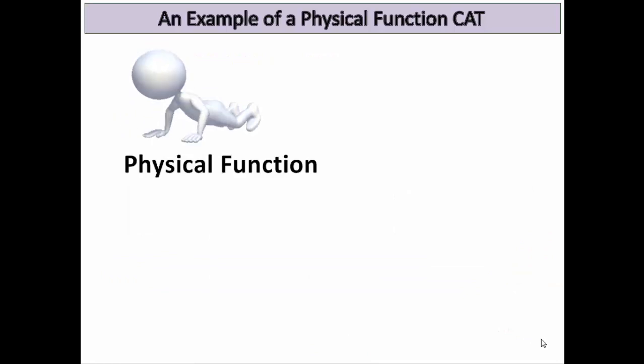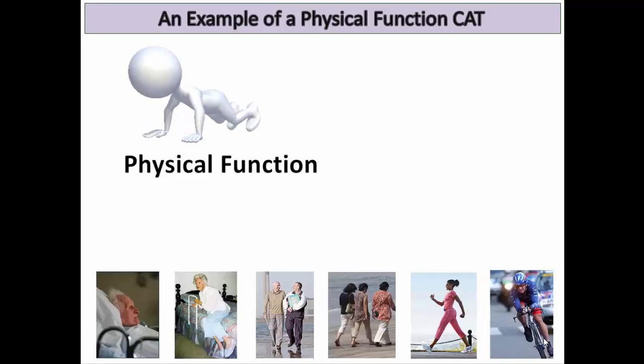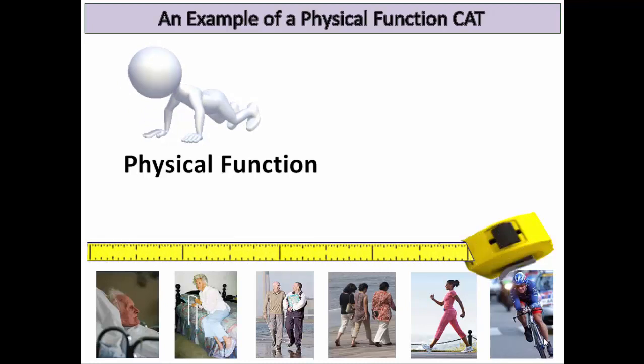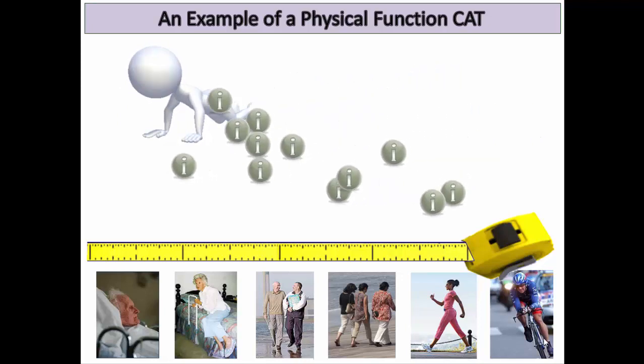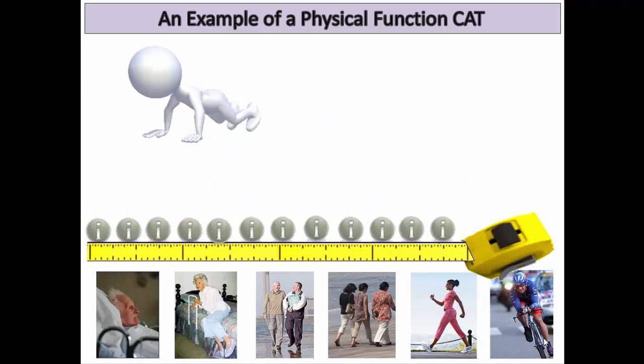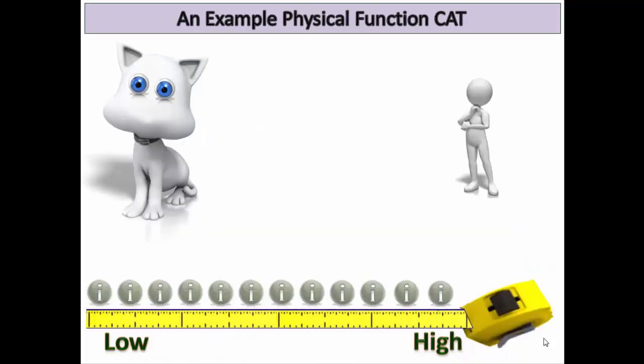Let's use physical function as an example. You can think about people's level of physical function on a range from being bedbound to being able to participate in a competitive sport. Through psychometric testing, measurement scientists can rank individual items along this continuum. This is called calibration. Each item distinguishes people at a certain level of physical function. For example, here an item might ask about level of difficulty walking a short distance, and here an item might ask about one's ability to climb multiple flights of stairs.